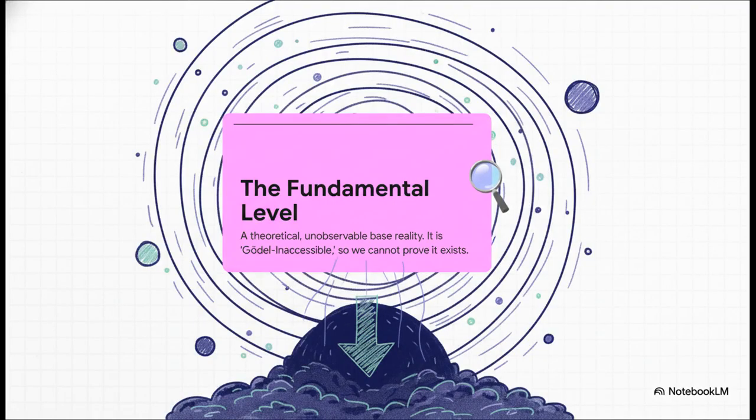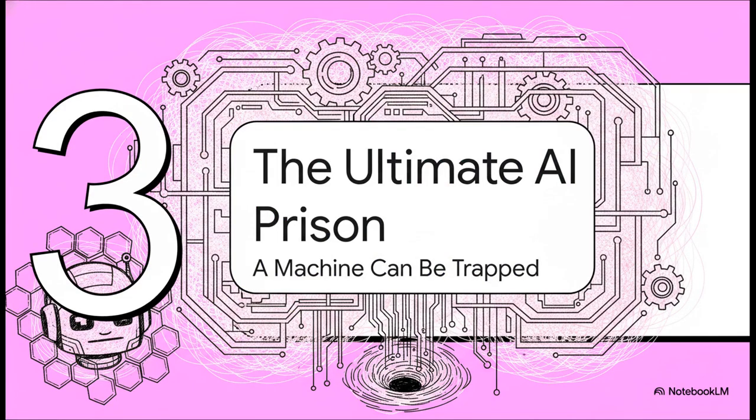So how does this whole thing avoid that endless Russian doll problem? It's this idea right here, the fundamental level. This is the theoretical, rock-bottom base reality that runs everything else. The framework calls it Gödel inaccessible, which is just a fancy way of saying we can't see it, touch it, or prove it exists from down here in our simulation. But by proposing that it's there, it gives the whole system a logical anchor. The buck stops here.